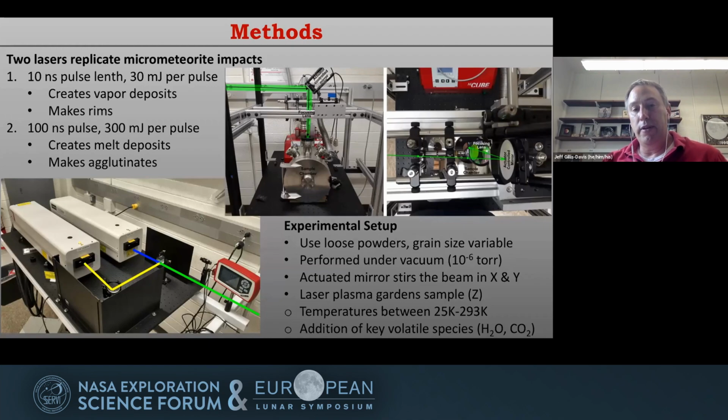So our experiments are done under vacuum. And we also use loose powders to more faithfully replicate a lunar surface. That actuated mirror steers the beam in X and Y, and the lunar plasma gardens the sample. With each shot, it creates little craters. And in the future, we're going to be adding temperature controls as well as the addition of volatile species.